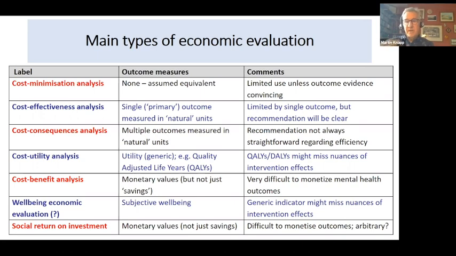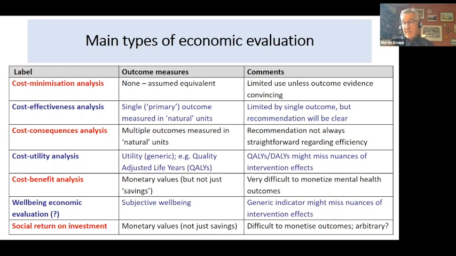So if we go to that first line, cost minimization analysis, it measures cost but no outcomes, it's very limited use. The second line in the table, cost effectiveness analysis, it measures a single, I call it primary outcome. That might be something like needs met, or if it's a health condition, symptoms reduced, or it might be activities of daily living supported, or something like that. The sort of natural so-called measures that we would think about when looking at a social care service.